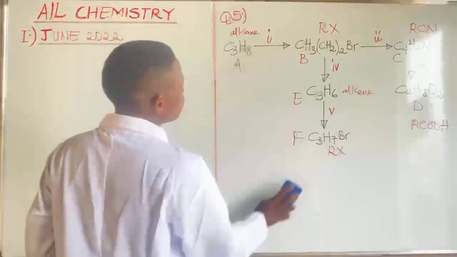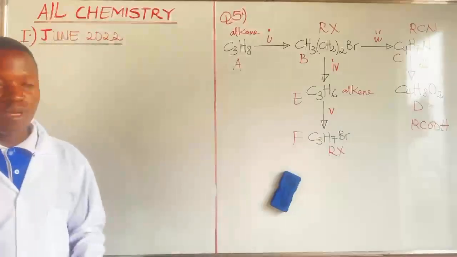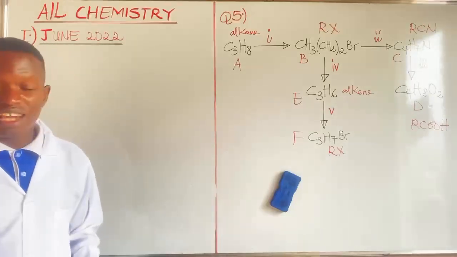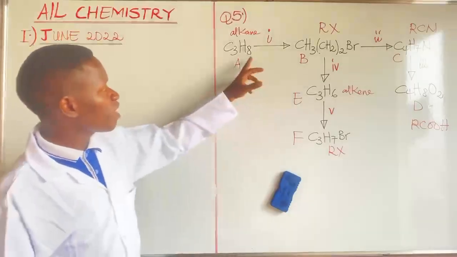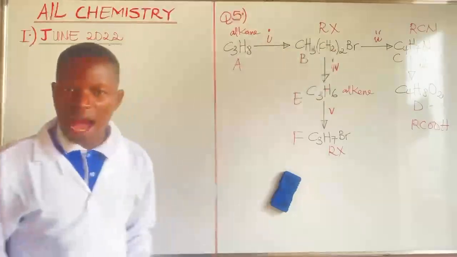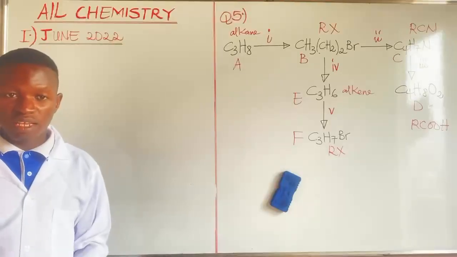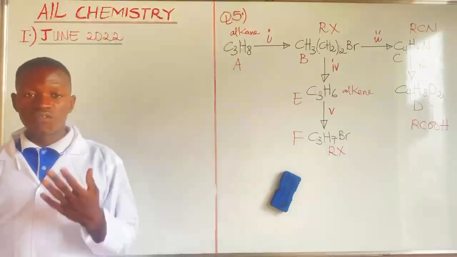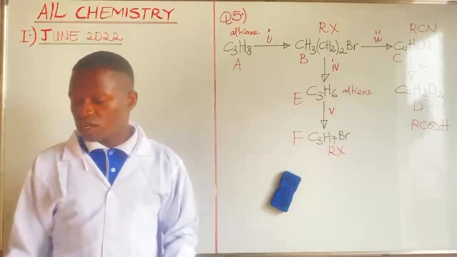So there we have identified each homologous series. The next thing for us will be to identify the reagents and the reaction conditions. So let's quickly do that. Compound A is an alkane. We are going from alkane to haloalkane. We know that alkanes are saturated, and alkanes undergo just one type of reaction, which we call free radical substitution reaction.